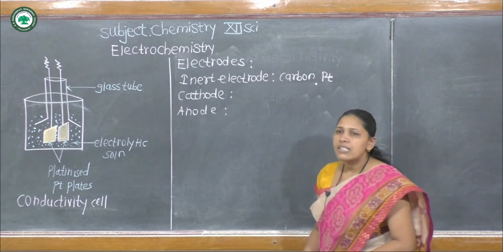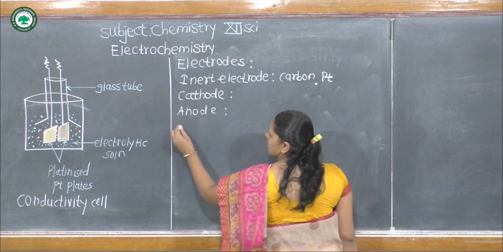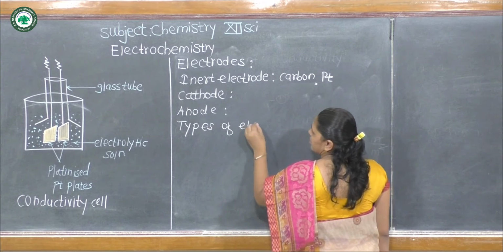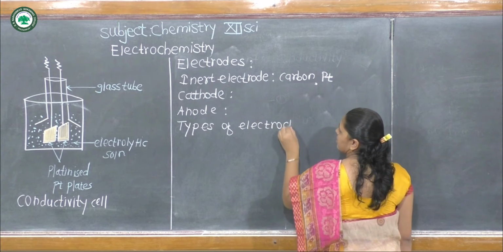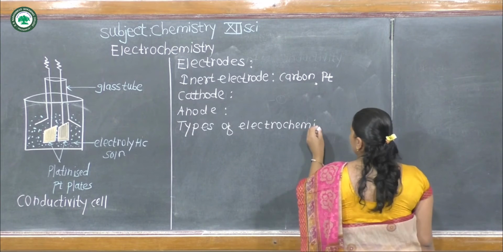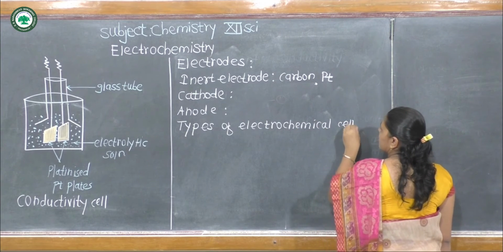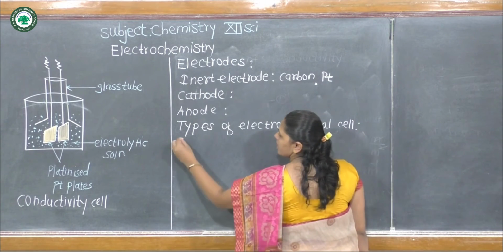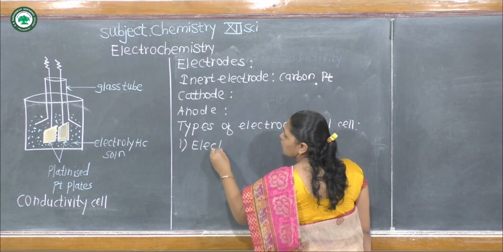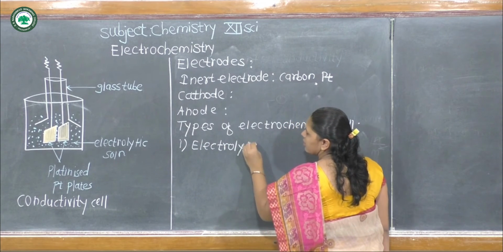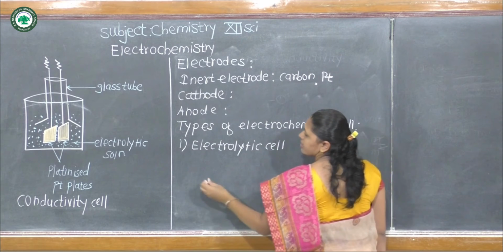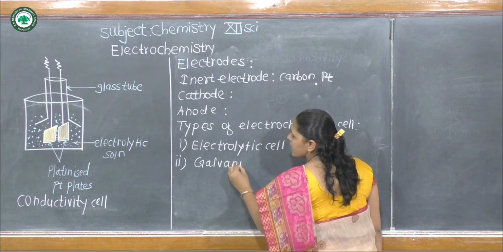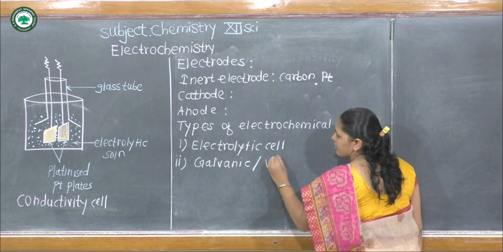Then next is types of electrochemical cells. There are two types of electrochemical cells. First one is electrolytic cell and second one is galvanic cell. It is also called voltaic cell.